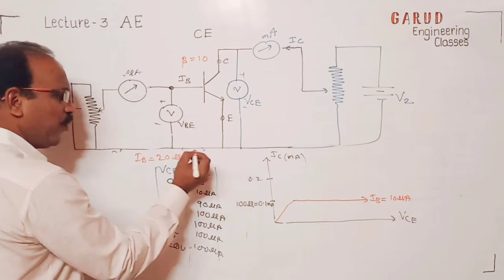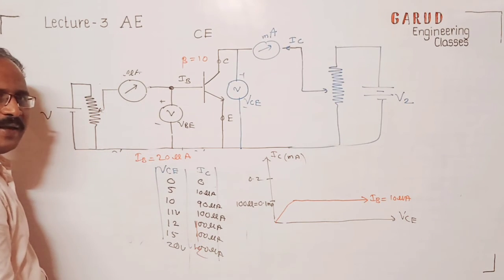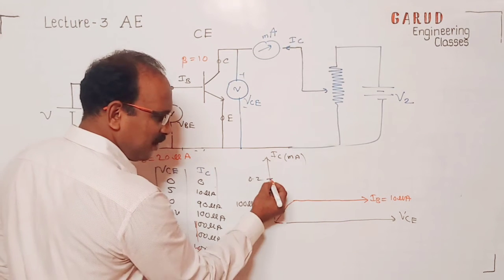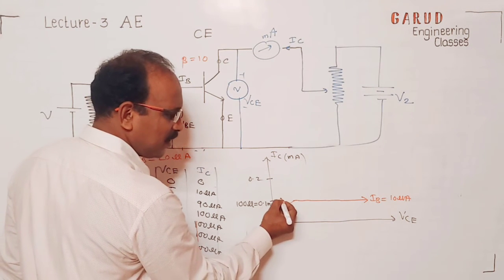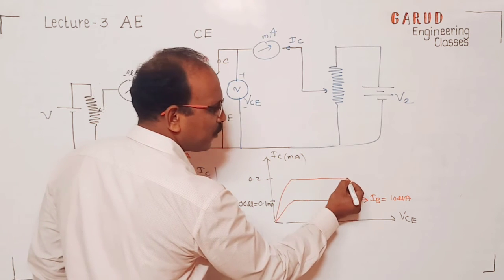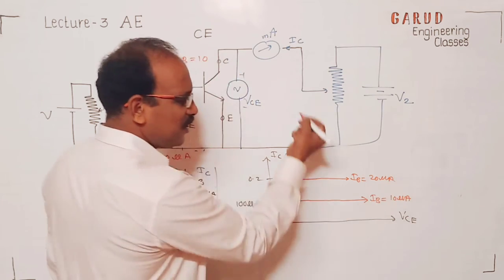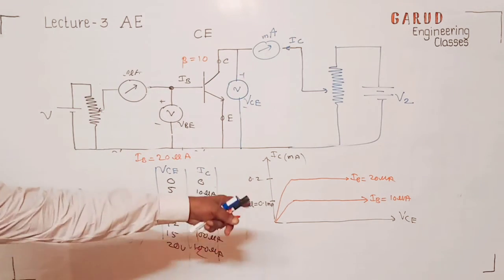Similarly, I can make it around 20, so it will be stable at 200. Same thing: if I make this, suppose 200, like this, when it reaches 200, it becomes stable. This is for IB equal to what? 20 microampere. So this is what we can call the characteristic. These are the output curves.